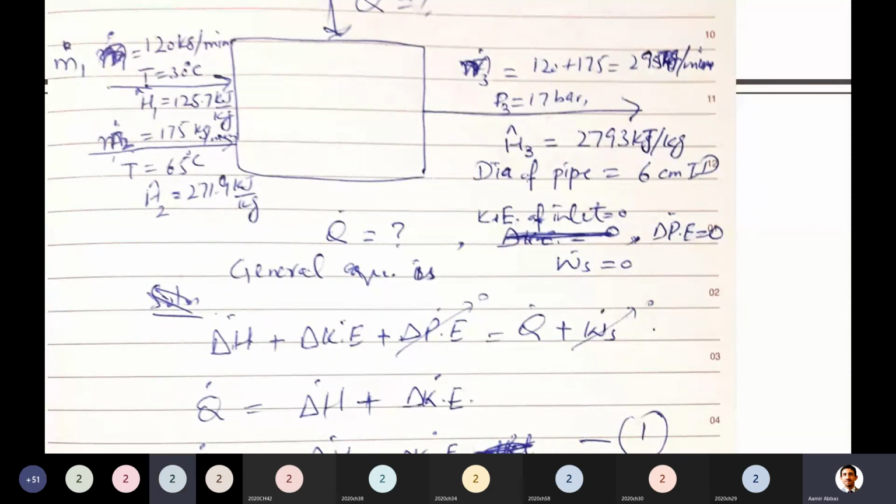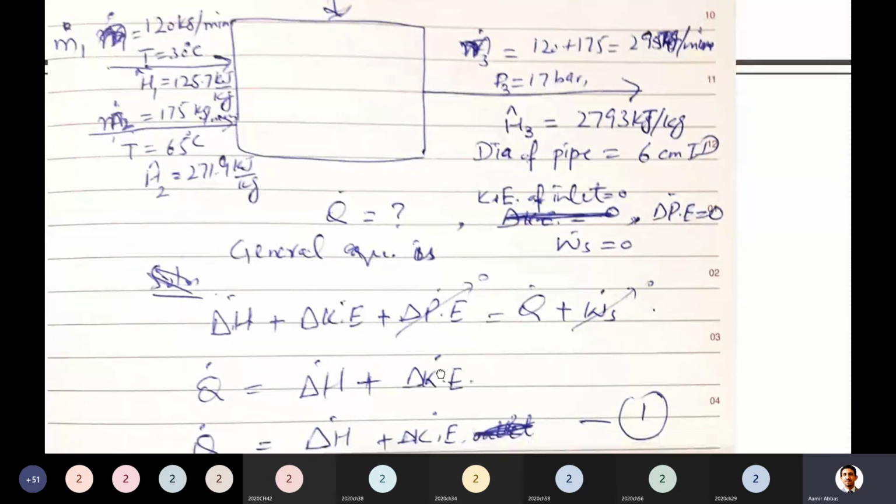No, sir. Inlet is 0, so we only have to find kinetic energy at the outlet. So in this question, overall you have to find the rate of change in enthalpy plus the kinetic energy per unit time at the outlet. So let's start with this.